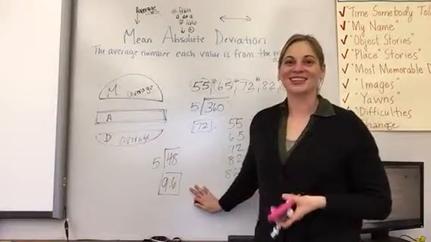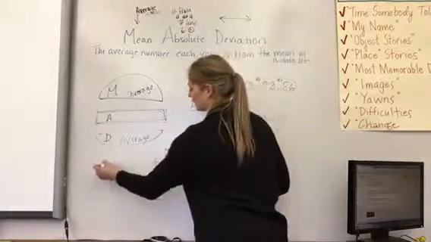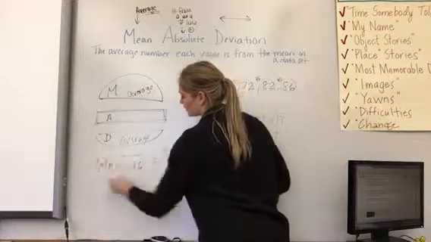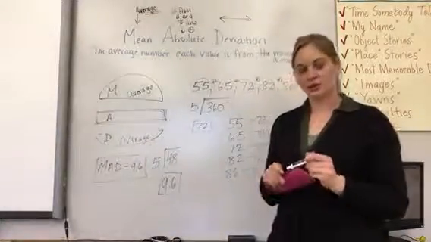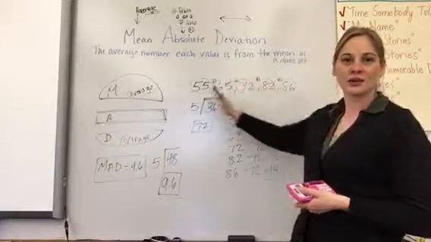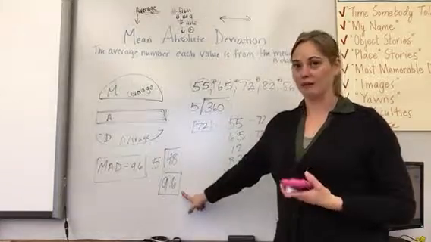With that information that's given, my final answer is a MAD of 9.6. And this tells me that the mean absolute deviation, the average number of difference from this given data set, was approximately 9.6 from the given mean.